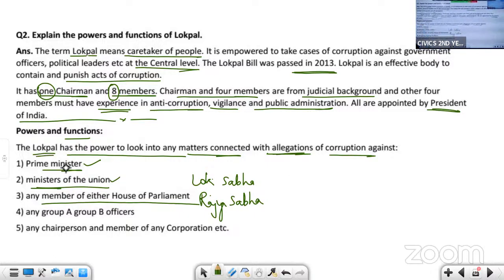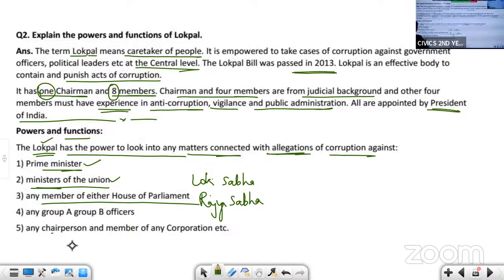And Group A and B officers. See, the government employees are divided into different groups, Group A, B, C, D. So Group A and B are the bureaucrats, the highest post of officers. If they are involved in corruption, like your IAS officers and the secretaries to the government, those cases are taken up by the Lokpal.